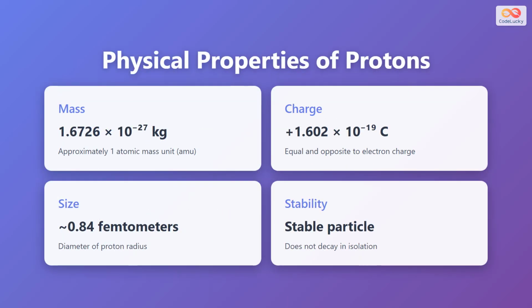Protons have several important physical properties that define their behavior. The mass of a proton is 1.6726 × 10^-27 kilograms, which is approximately 1 atomic mass unit. Protons carry a positive charge of +1.602 × 10^-19 coulombs, which is exactly equal and opposite to the charge of an electron. The size of a proton is incredibly small, with a diameter of approximately 0.84 femtometers. Importantly, protons are stable particles, meaning they do not decay or break down when they are isolated.